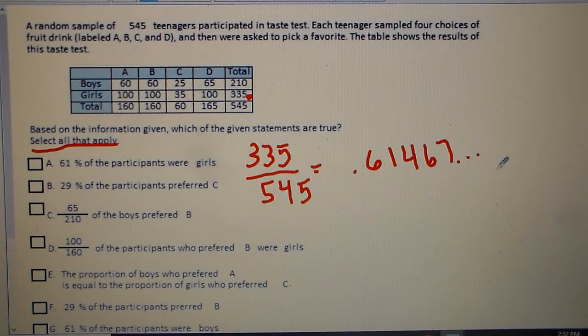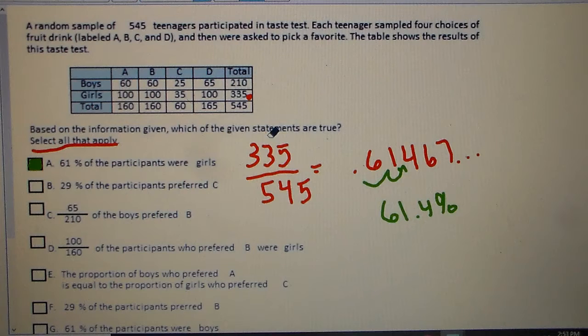Now we have to remember from middle school, how do we change a decimal into a percent? Well, you move the decimal over two places to the right. So you get 61.4%. And when you round it to the nearest whole percent, you'll get just 61%. So 61% are girls. So we're going to fill in that box or check off the box.